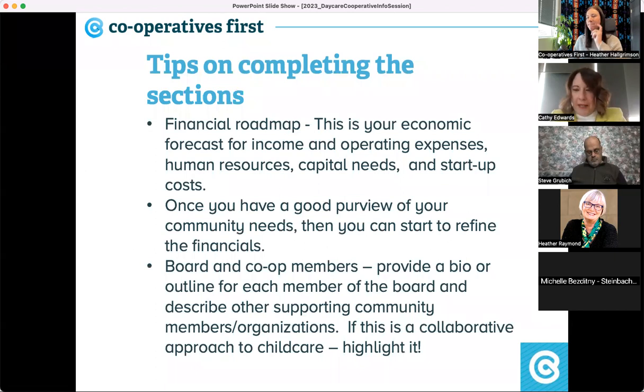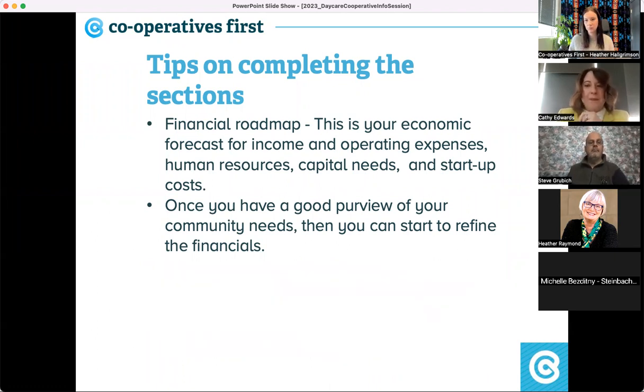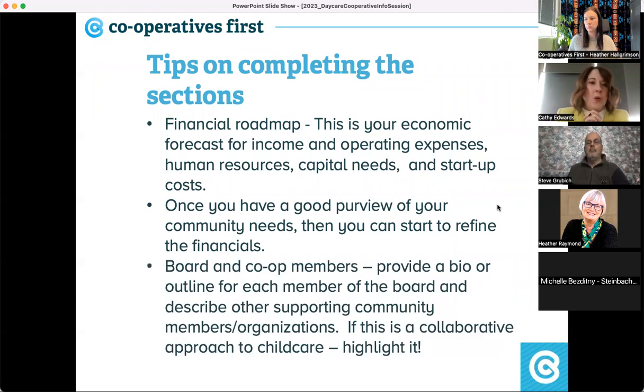So in terms of the financial roadmap, we've basically given you an Excel workbook, which has all of your income streams, meaning all of the grants that parents can qualify for and that the facility can qualify for on a month-to-month basis for your revenue stream, your operating expenses, your human resources expenses, your capital needs, whether you renovate or build new, and your startup costs based on what Saskatchewan has listed as best practice.